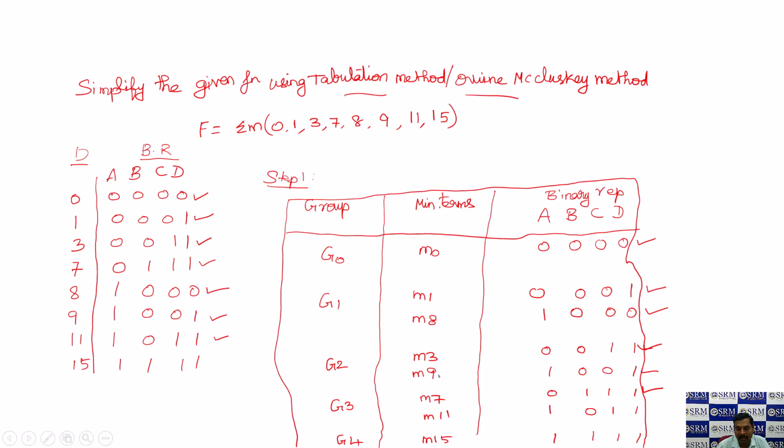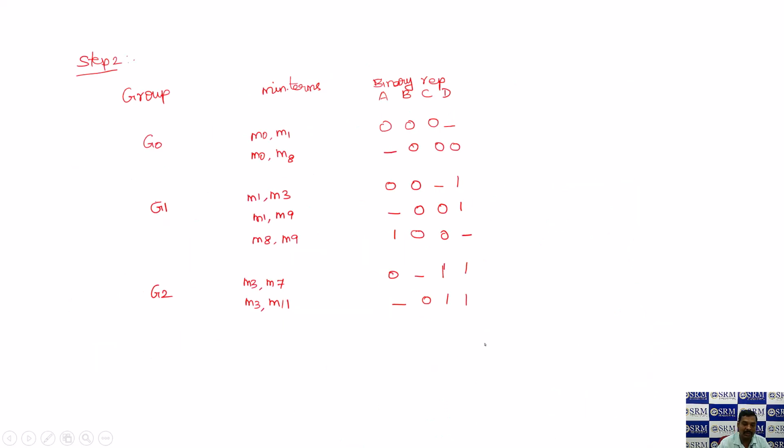Now you can check M9 with M11. The first bit is same, second same, third bit is varying, and the fourth bit is the same, so only one bit was varied, right? So M9 with M11. Now you can write M9 with M11. The first bit is 1, the second bit is 0, the third bit is varying, and the fourth bit is 1. Right? Next, the last group, group 3.